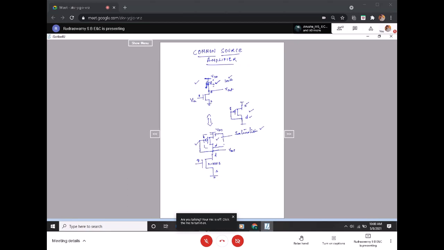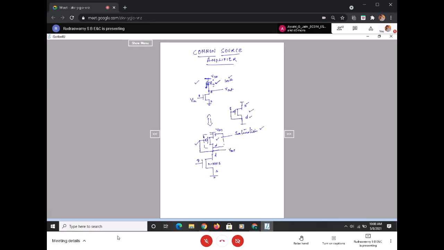So now, what should be the condition in order for this PMOS to be operating in saturation? What is the condition for that PMOS transistor to be acting in saturation? When will it be in the saturation region? So VGS should be less than VTP. VGS should be less than VTP. That means it should be on, right? On. Then Vin should be less than VTP plus VDD.